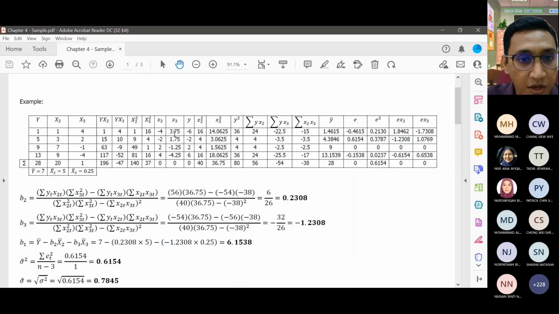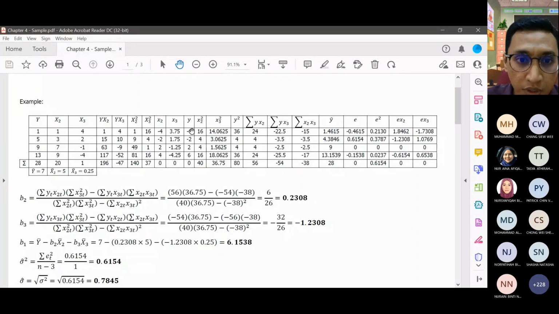Okay, we proceed with lowercase x3. Here we have 3.75. How do we obtain 3.75? We subtract 4 with its mean value of 0.25 to get 3.75. 2 minus 0.25 is equal to 1.75, and you repeat the same process for the third and fourth observation.